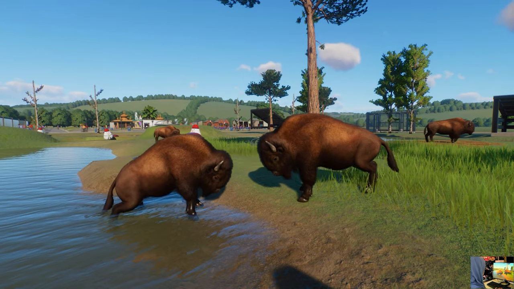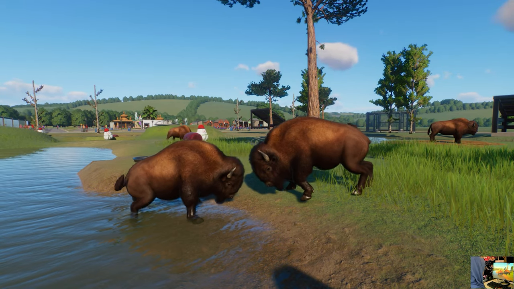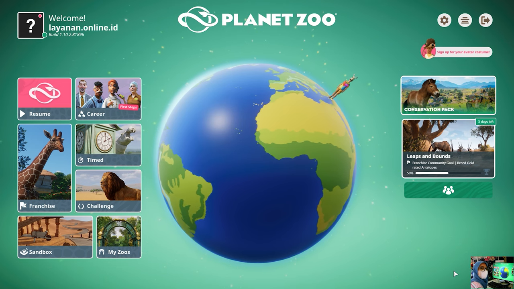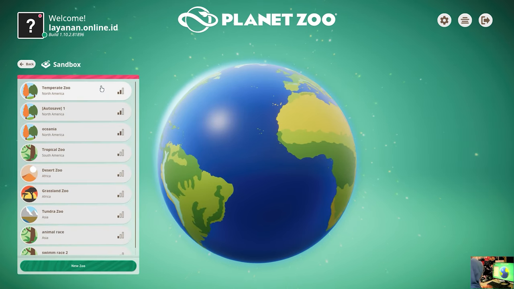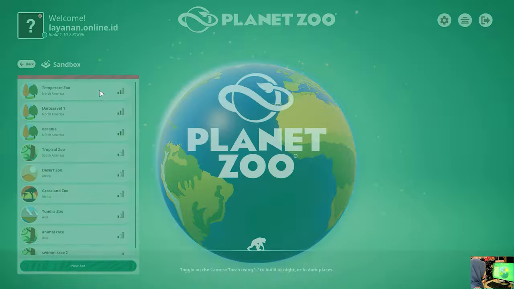So today we will see how to build a new habitat for American savanna animals. There are American bison in the new habitat.